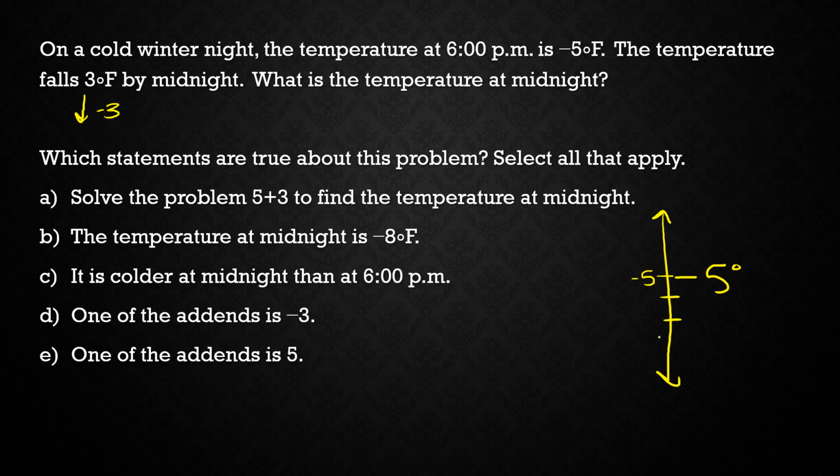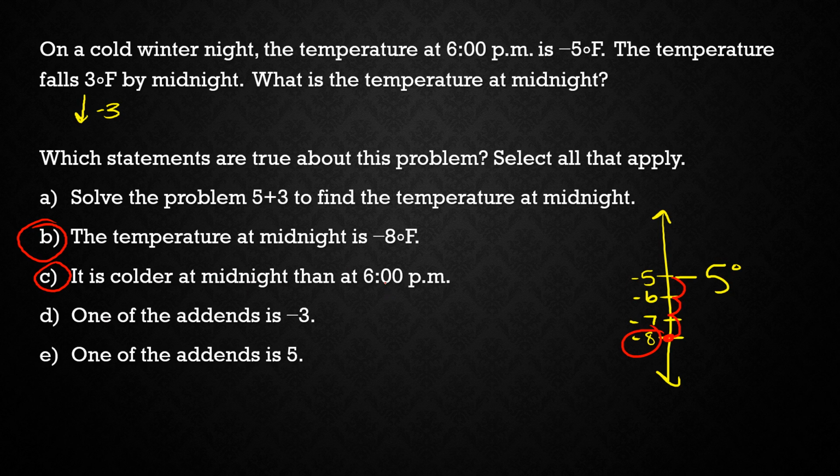So I have -6, -7, -8. When that temperature drops 3 more degrees, 1, 2, 3, the temperature at midnight would end up being -8 degrees. So the temperature at midnight is -8 degrees. -8 is going to be colder than -5, so the temperature is colder at midnight than it is at 6 p.m.